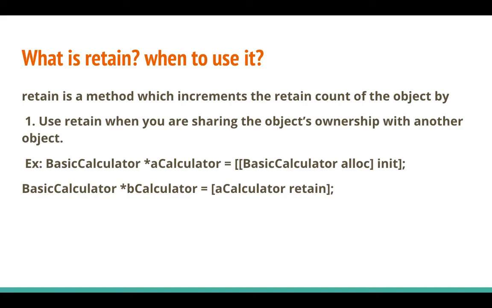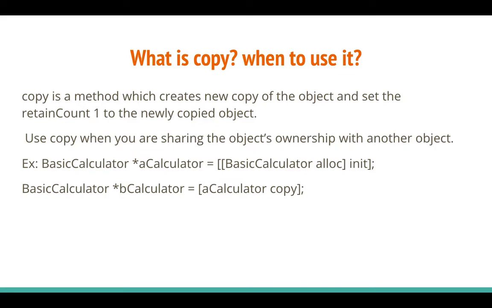So what is retain? A retain is a method which increments the retain count of the object. So what is copy, and when do we use it? Copy is a method where we create a new copy of the object and set the retain count to 1. So this is when the object is newly copied.